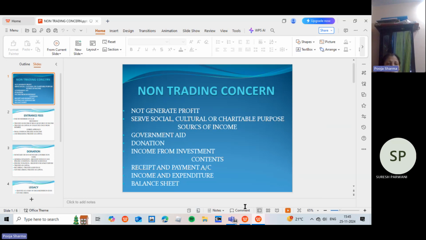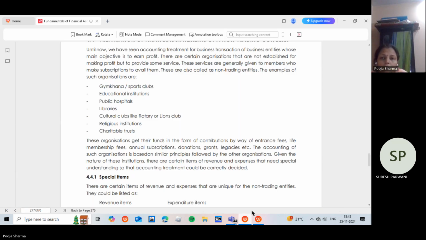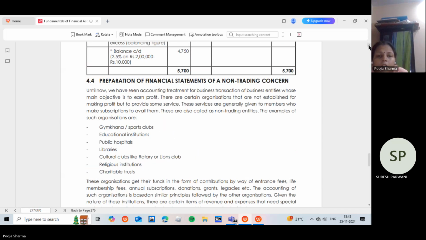I have written everything in it. I have tried to explain. First, it is non-trading, it doesn't generate profit. Its main aim is to serve social welfare, cultural, charitable purposes. The sources of income include donations received from members, government, trade, and income from investments. Its contents include the receipt and payment account, income and expenditure account, and balance sheet. Let's see what is written in the book.